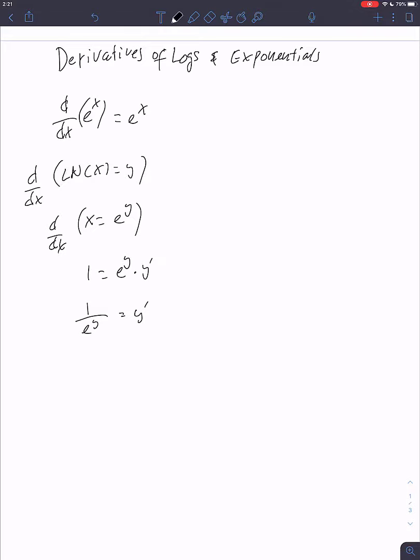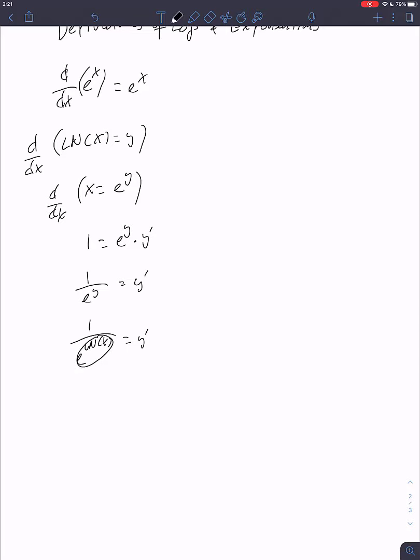But what is y? We already know y is ln of x. So this really becomes 1 over e to the ln of x equals y prime. But e to the ln of x simplifies to x, so it's 1 over x. So now we just showed that the derivative of ln of x is equal to 1 over x. This is something to remember.